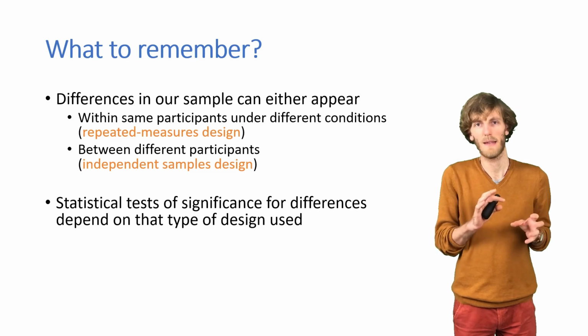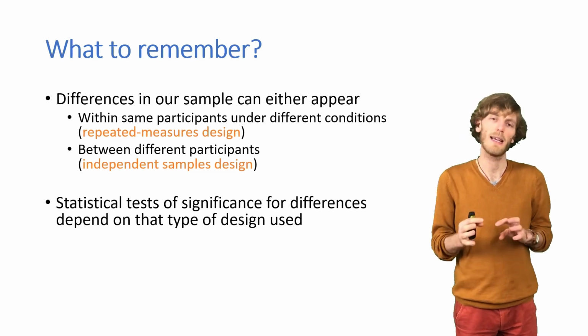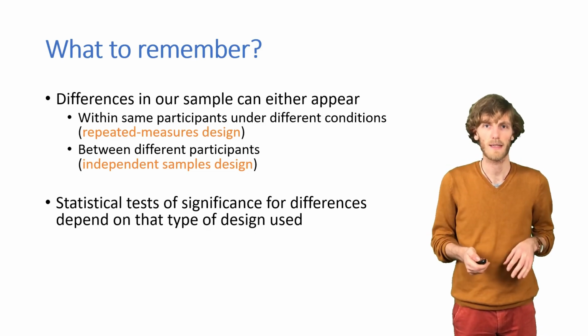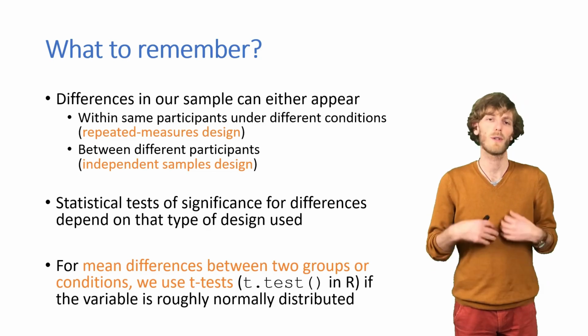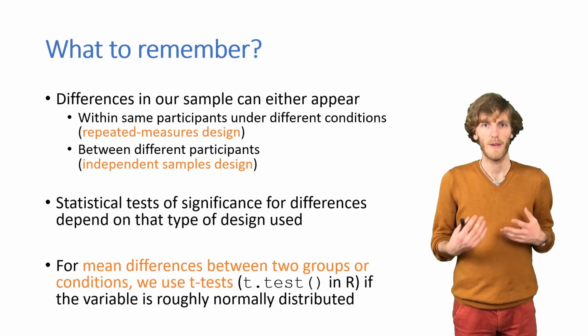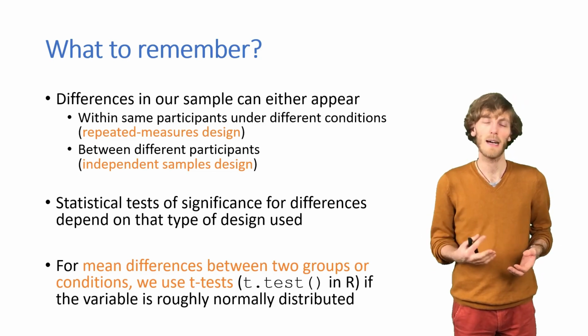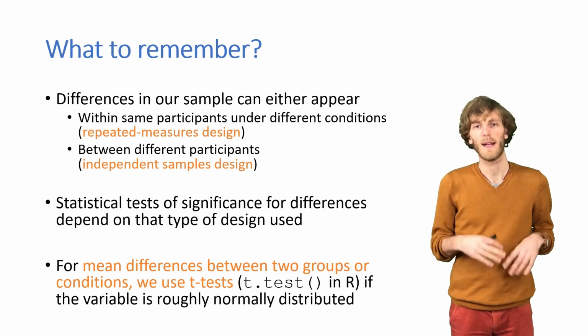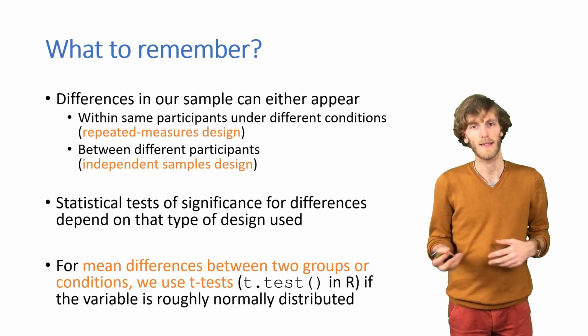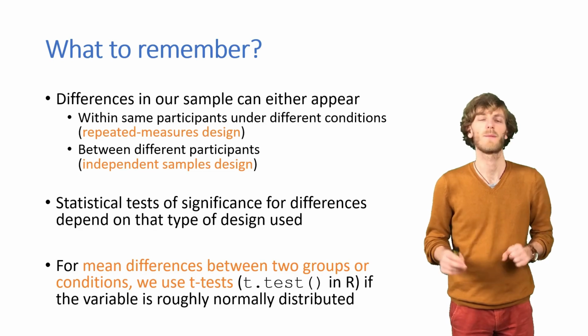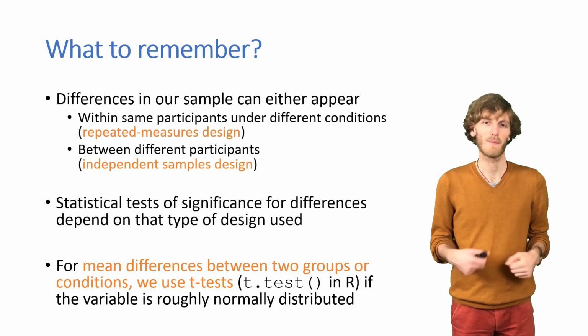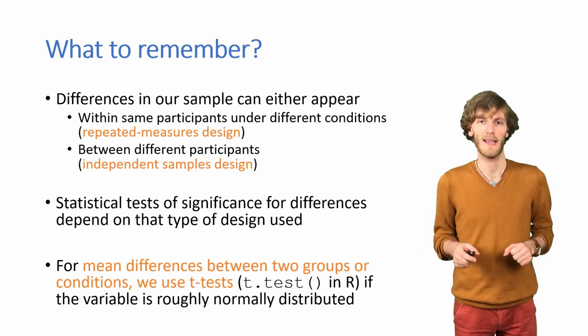And for mean differences, if that's what we're interested in, differences in the average values between the groups, we would run t-tests with the t.test function in R if the variable under consideration is normally distributed or close enough to that. We'll practice that in class. Please do bring any questions that you have, and see you there.